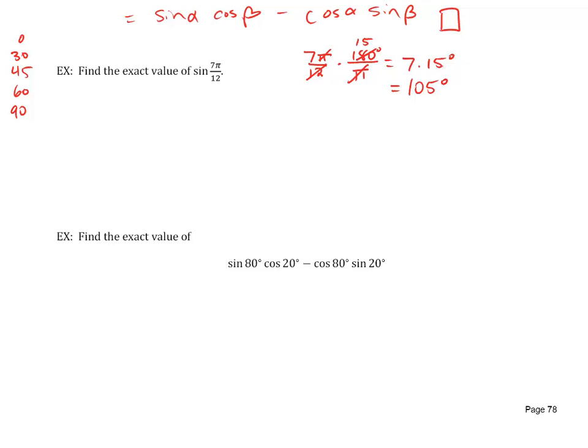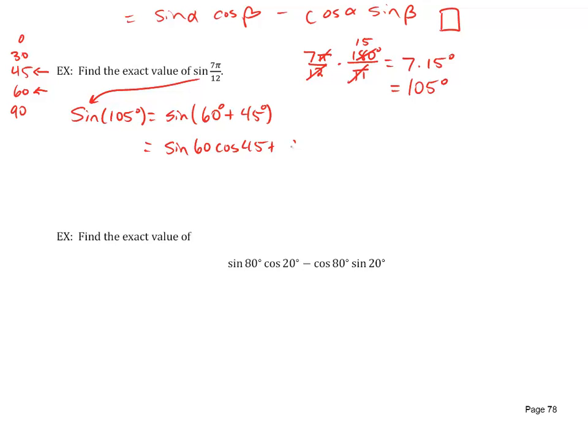Now, we can't find the exact value for 105 directly, but we can see that if I were to add 45 and 60, I get 105. So this is sine of 105 degrees, but that's sine of 60 plus 45 degrees, both of which we can find the exact trig function values for. Now, applying the formula we just wrote down above is going to be sine of 60 cosine of 45 plus cosine of 60 sine of 45.